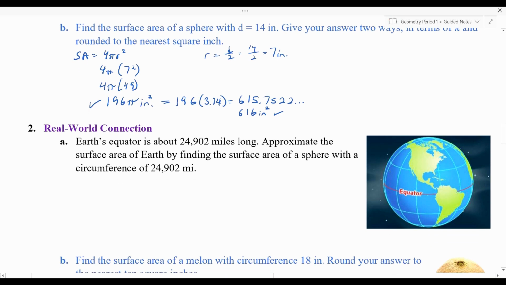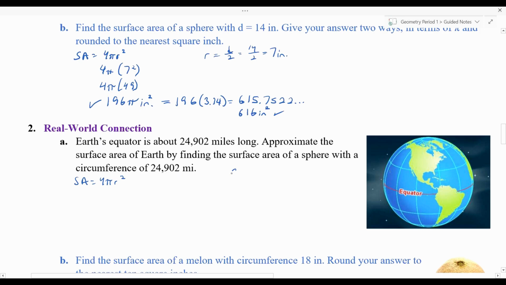Earth's equator is about 24,902 miles. Approximate the surface area of Earth by finding the surface area of a sphere with a circumference of 24,902 miles. Okay, now if we take a look, nowhere in here, not in the diagram or stated, do they give us what we need, right? It says to find the surface area, but surface area is going to be 4 pi r squared. I do not have the radius. We do not have the radius. However, they're telling us the circumference.